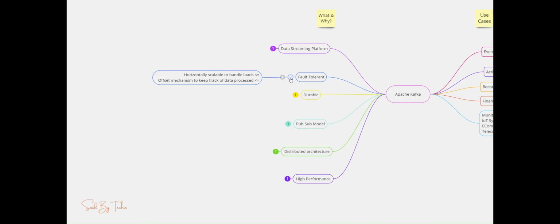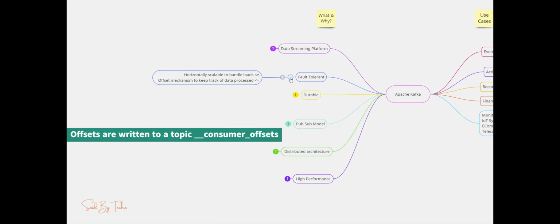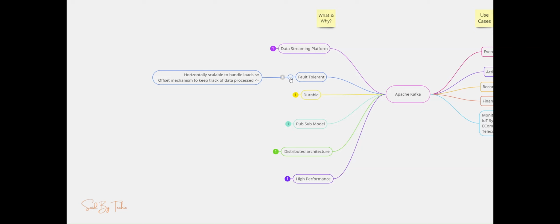It has an offset mechanism to keep track of data processed. So even if, let's say, we are sending a few messages and the consumer is consuming those, but unfortunately the consumer has gone down due to some application error or instance down, we have that covered. When it comes up, we have consumer groups. It knows from where it has to process the data. The consumer commits the offsets to the topics, so we have the offsets written. That's how Kafka becomes more efficient and also fault tolerant.